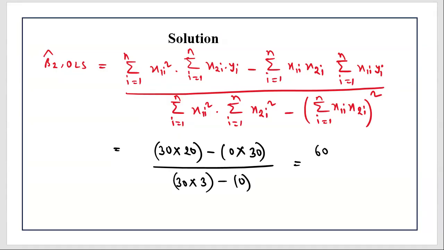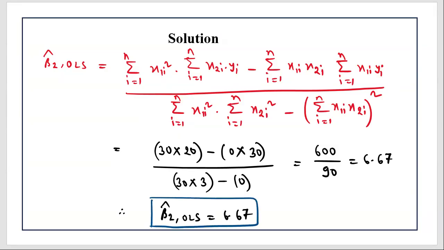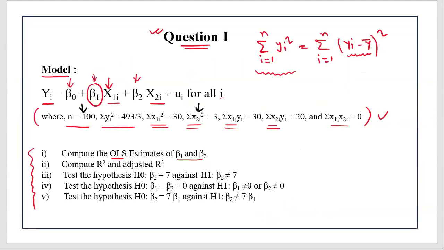So in the numerator, you will have 600. In the denominator, you will have 90. So if you calculate, it will come out to be 6.67. Hence, beta 2 cap OLS will come out to be 6.67. Right? So this will be the answer for part 1 of this question, which has asked you to compute the OLS estimates of beta 1 and beta 2, which we have done, right? So I hope this much is clear.